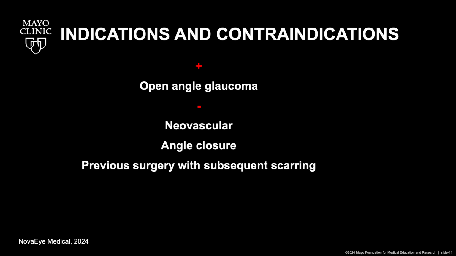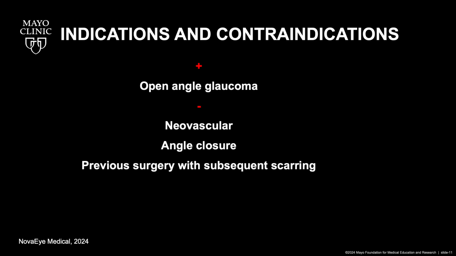So this is a basic slide outlining the main indications and contraindications for canaloplasty. Canaloplasty is indicated for patients with open-angle glaucoma, particularly those with mild to moderate disease who are not responding to medications, or for those whose surgery is just the preferred method. However, it is contraindicated in neovascular or angle closure glaucoma and in eyes with significant scarring from previous surgeries.